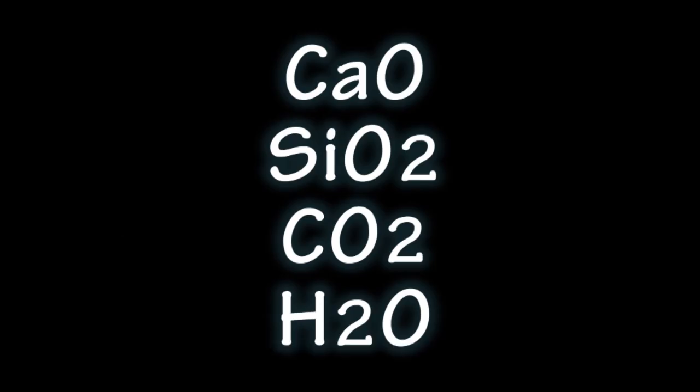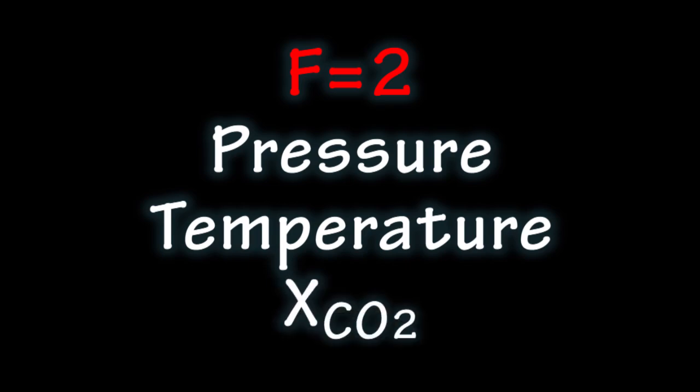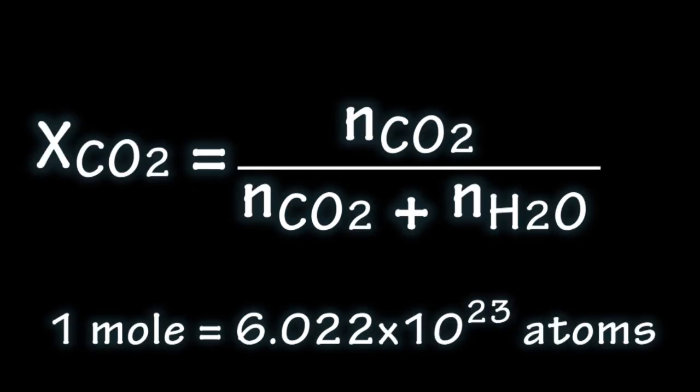So we have pressure and temperature as always as possible variables, but with a miscible fluid we get yet another: the composition of the fluid. The fraction of CO2 is equal to the number of moles of CO2 divided by the number of moles of CO2 plus the number of moles of H2O, total fluid.